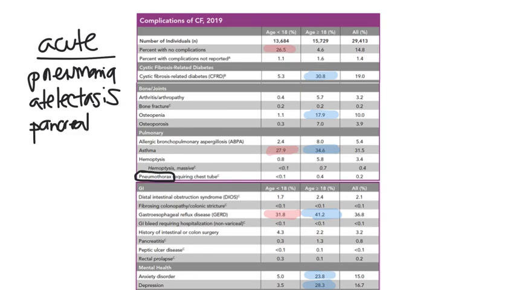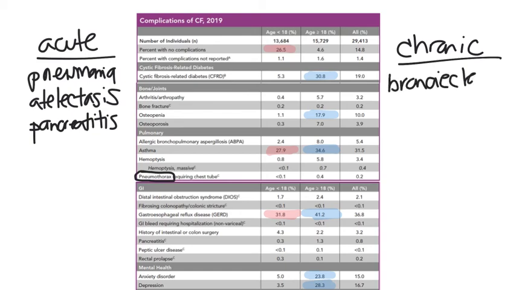Some of the chronic complications that can occur over long-term living with cystic fibrosis include bronchiectasis, nasal polyps, liver cirrhosis, pulmonary heart disease, and diabetes.